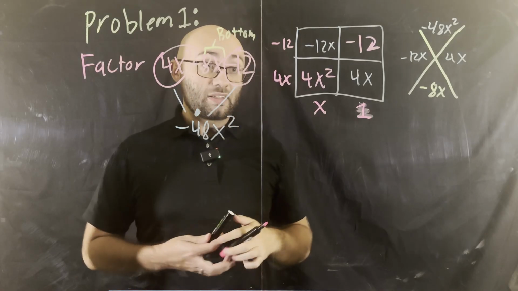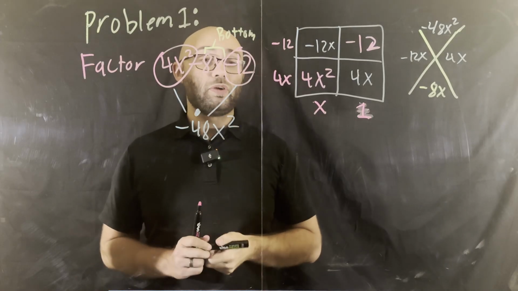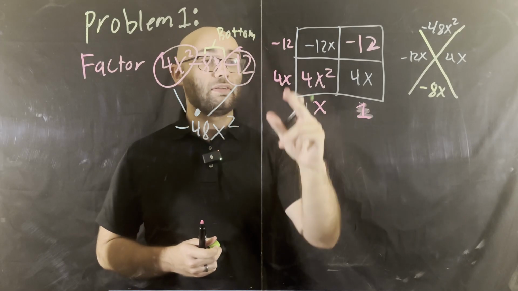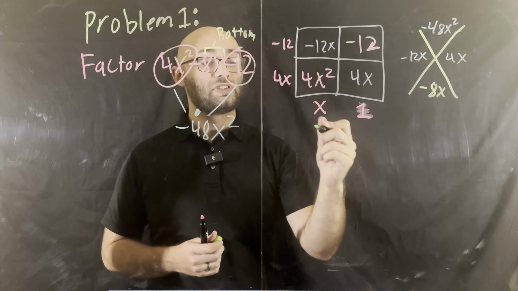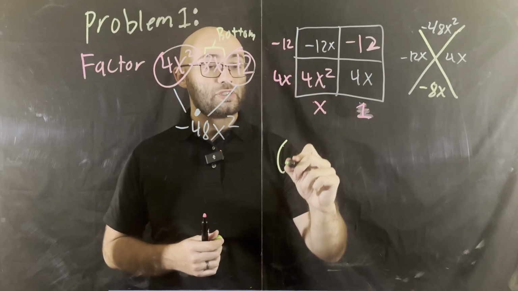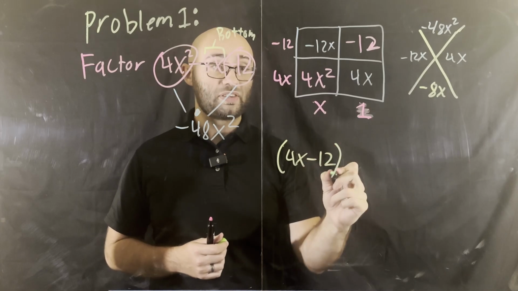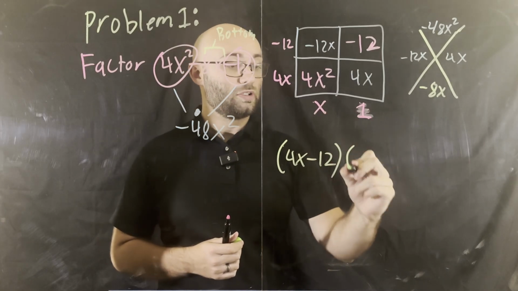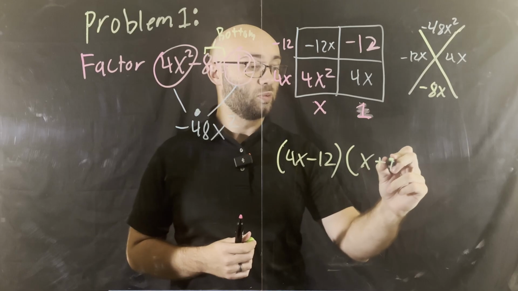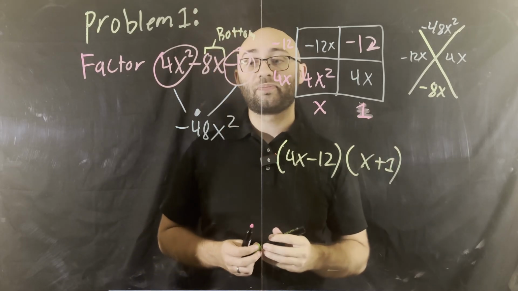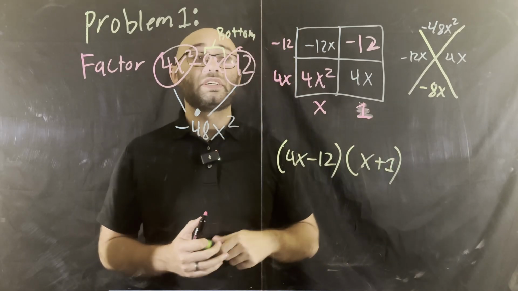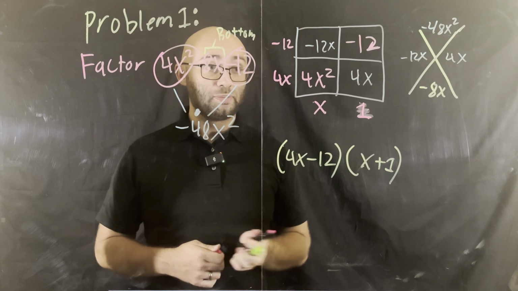Now we're still technically not done yet, but there's only one more thing we need to do. We need to rewrite our base and our height outside of our generic rectangle. So we're going to do 4x minus 12, close the parentheses, and then we're going to do x plus 1, close the parentheses. Okay, and now we have successfully factored this problem.